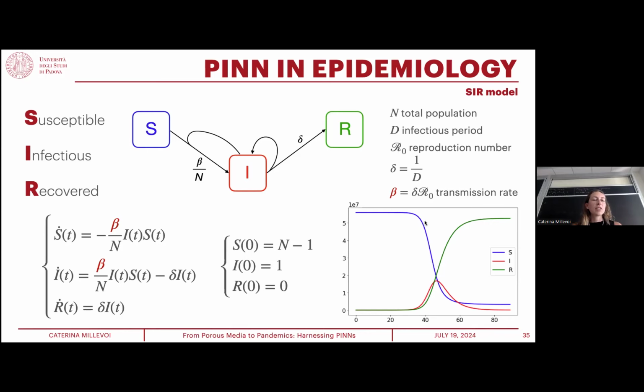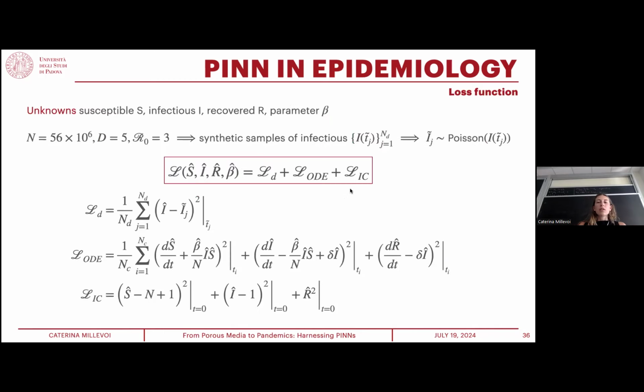Actually, this system is easy to solve. Okay? The hard thing here is to estimate the values of these parameters that govern the dynamics during the epidemics, because they are extremely time dependent. And so this is why we have thought about PINNs. So in this setting, we have three unknowns that are susceptible, infectious, and recovered, along with the transmission rate parameter or the reproduction number that is linked to it.